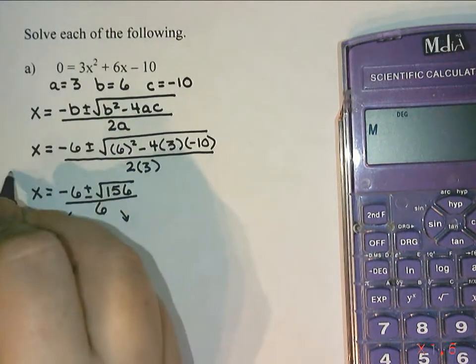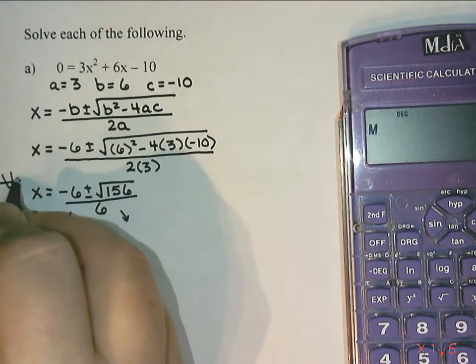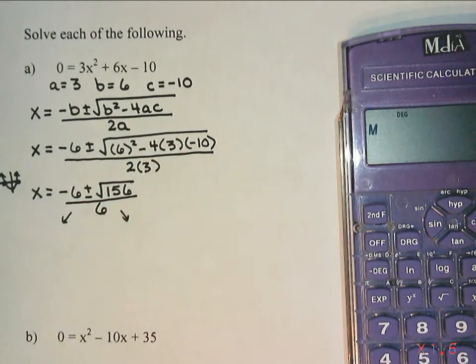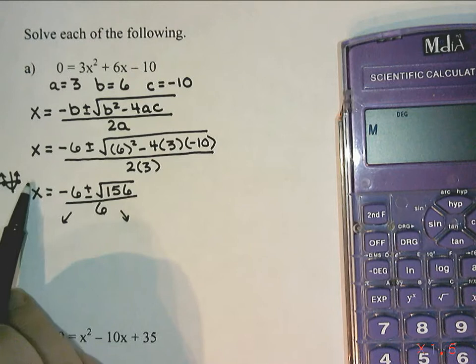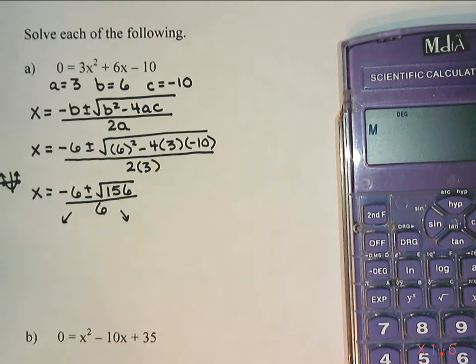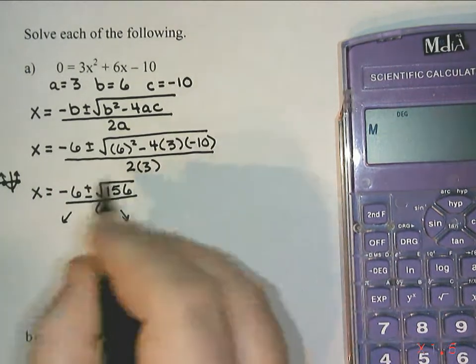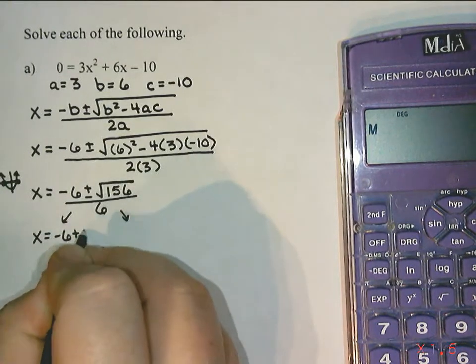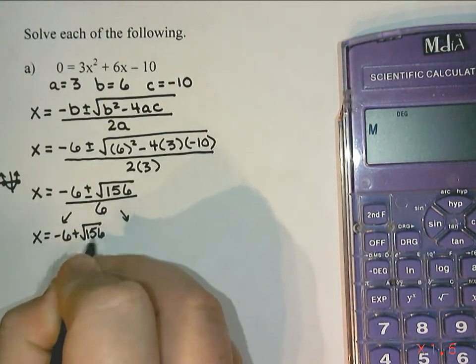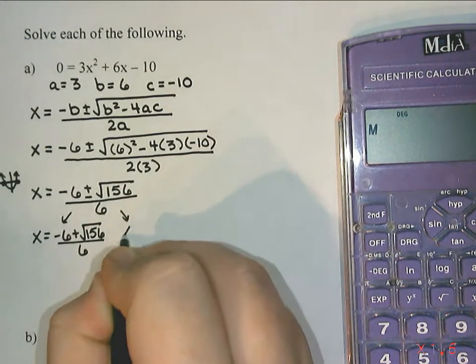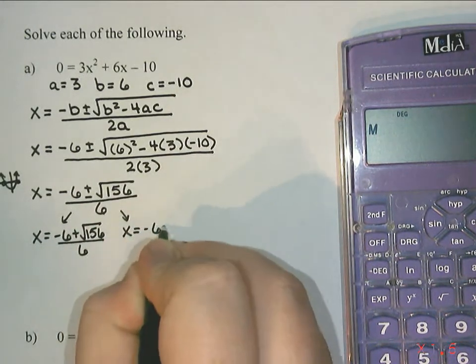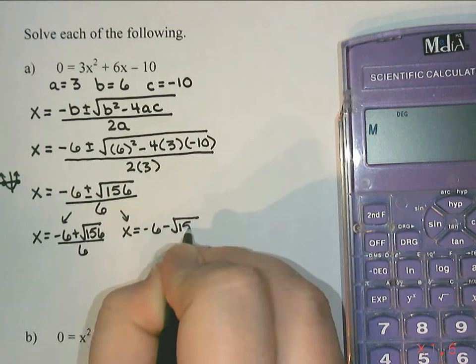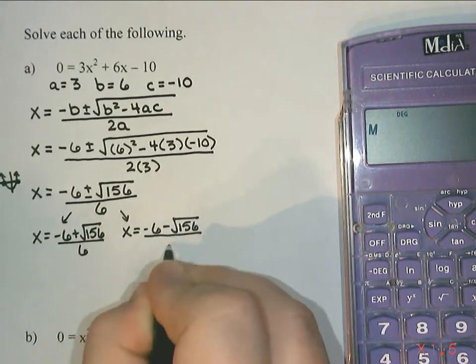A quadratic can have up to 2 x-intercepts. So the formula really needs to have that plus and minus to give me the two different answers that I'm looking for. So I'm going to split this up at this point into x equals negative 6 plus the square root of 156 over 6, and x equals negative 6 minus the square root of 156 over 6.